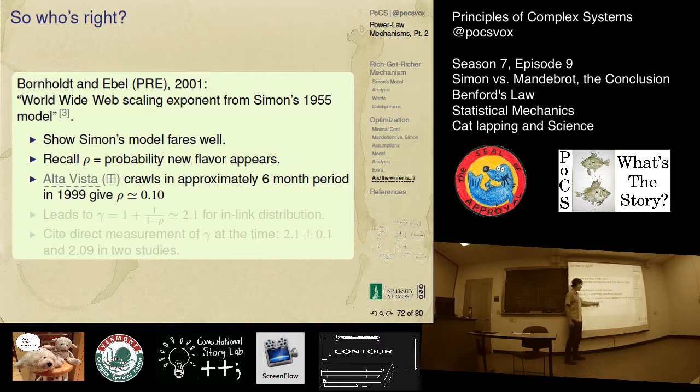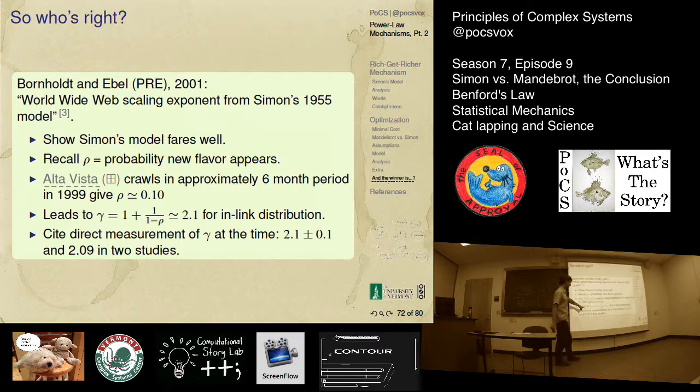This is 1999, so rho of 0.1 was right: if you're looking at pages, there's a 1 in 10 chance it's a new one that you haven't seen before. So we get gamma is 1 plus 1 over 1 minus rho. That was the story that came out of Simon's model. So that's roughly 2.1, right? You put a 0.1 here. 1 over 1 minus 0.1 is, you can do this actually: 1 over 1 minus x is approximately 1 plus x. So you can sneakily do it straight away. Taylor expansion. And direct measurements of gamma at the time, 2.1 plus or minus 0.1, so that's not bad.